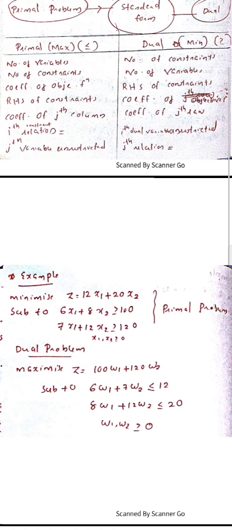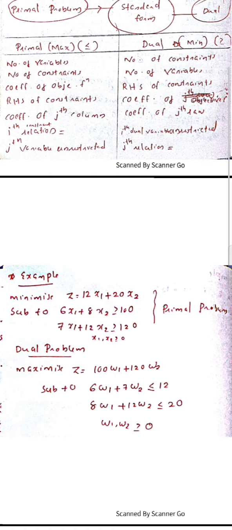Now we have to find our objective function z and the corresponding constraints. Now we know that the number of constraints of the primal problem must be equal to the number of variables in the dual problem.